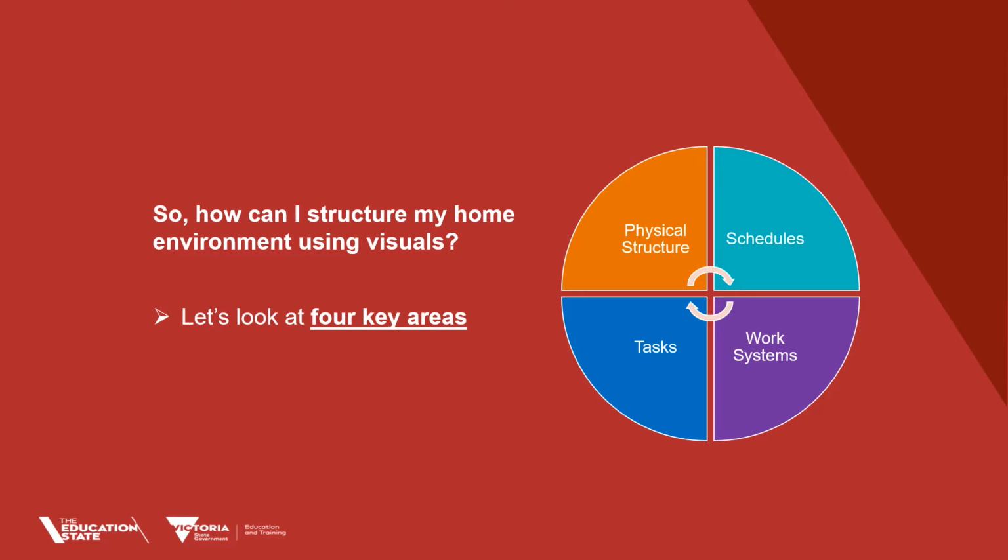So let's take a further look at how you might insert some structure into your home environment using some visual supports and strategies. We're going to look at 4 key areas. They are, we're going to look at the physical structure, the boundaries between spaces. We're going to look at the ways that you can use schedules to support routines and transitions. We're going to look at work systems. What can we put in place in the environment to support your child to independently learn? And what tasks are we providing?